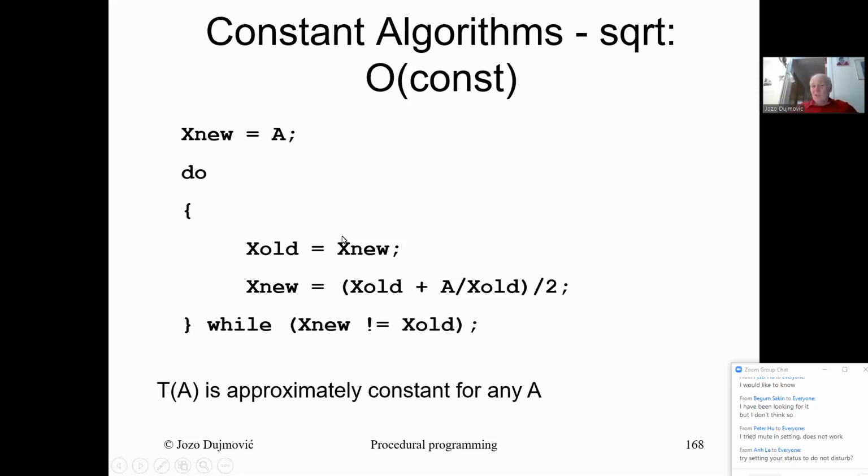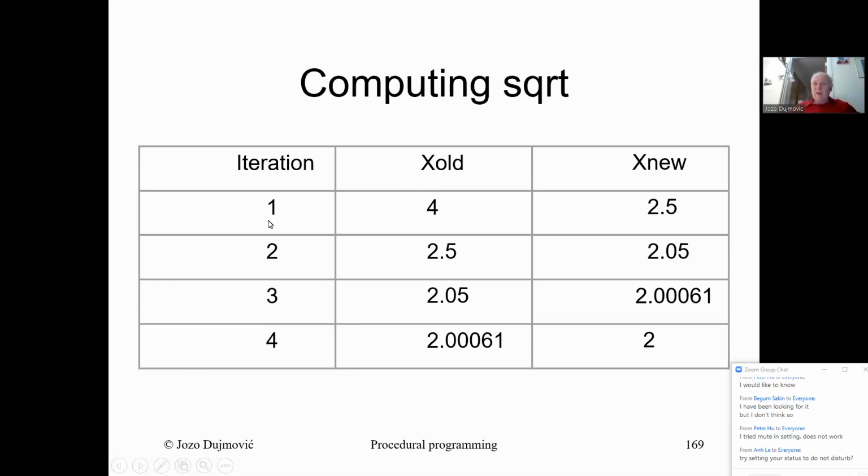How many times? Well, let us make an experiment. In this experiment, you can start from any initial value of a. I put here x new, I put here a. You can put here 13 if you want, it will work the same way. So here is the way how you do that. I want to compute square root of 4. In the first iteration, it will generate 2.5. Then you take 2.5 as x old and get new 2.05. Then take 2.05, you get 2.00061. Take 2.00061, you get 2. And that's the end of the story.